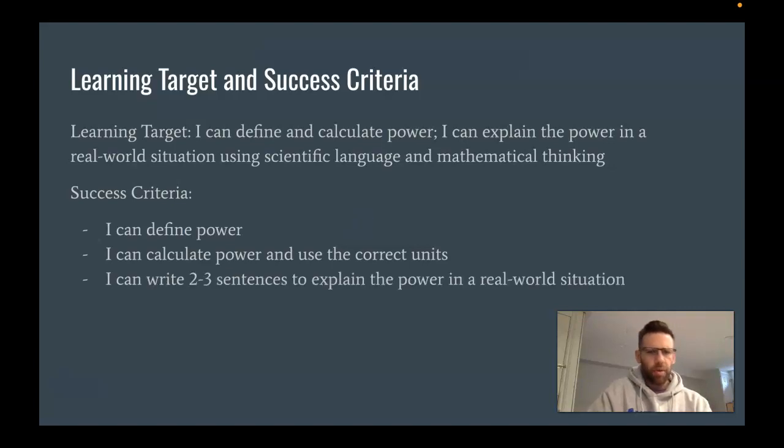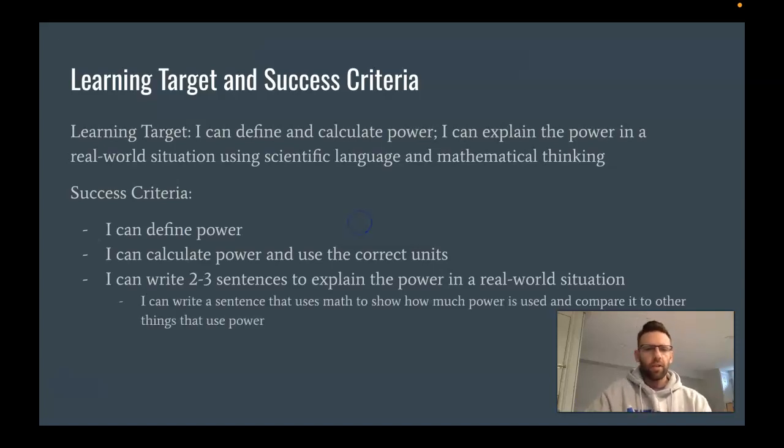And then I want you to be able to write 2 to 3 sentences to explain the power in a real world situation. Maybe write a sentence that uses math to show how much power is used and compare it to other things that use power. For example, in that last slide, I showed you a light bulb that uses 40 watts, right? But then I also showed you a microwave that uses about 700 watts. Those are two very different amounts of power. And so I want you to be aware of how much power something might need. That's especially important for your project. You want to tell me how much power and energy something needs in your school.